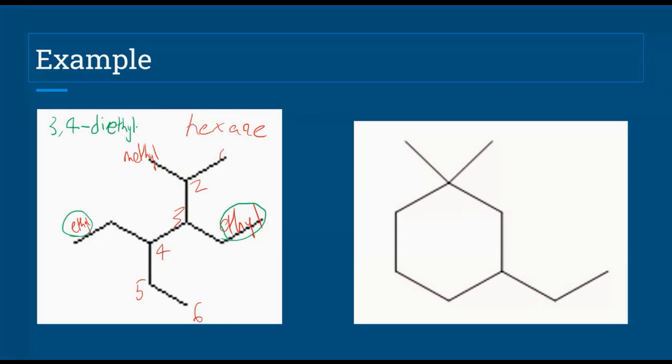So now we can do the methyl, which will be 2-methylhexane. Okay, that makes sense. So now if we move on to the ring system here, we have a ring system, so we're going to say cyclohexane.